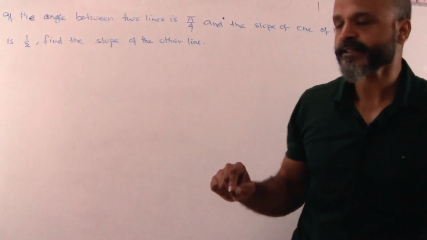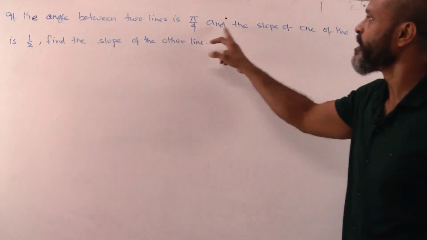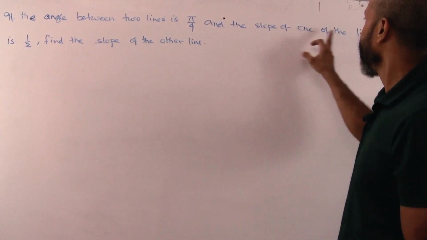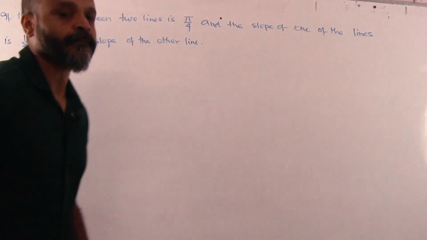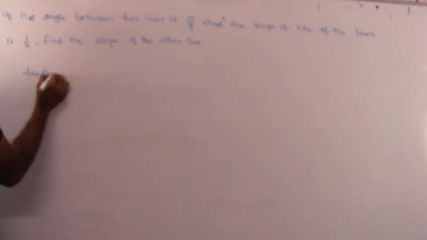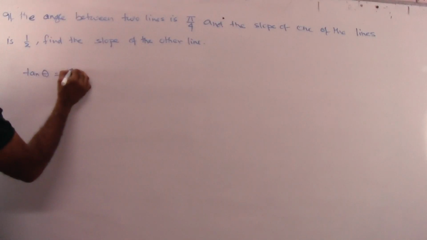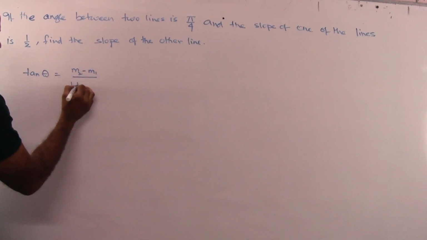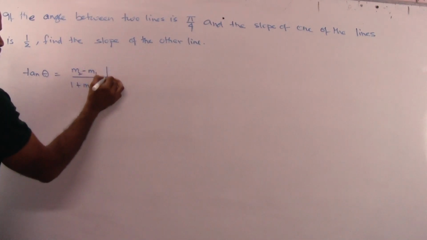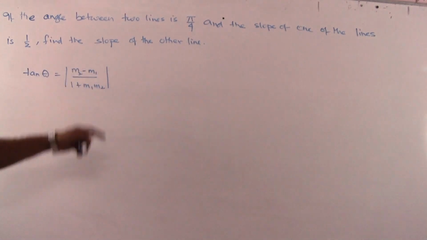Okay, so the next question that we will be taking here is basically from NCERT. It states that if the angle between two lines is pi by 4 and the slope of one of the lines is 1 by 2, find the slope of the other line. So we have seen that the angle between two lines is given as (m2 minus m1) upon (1 plus m1 m2). Now this is in the mod value.